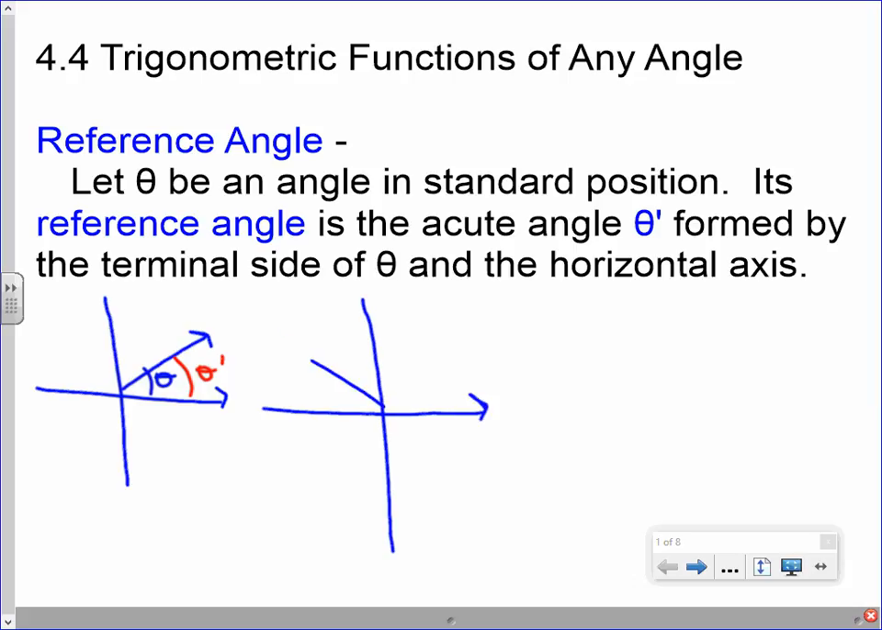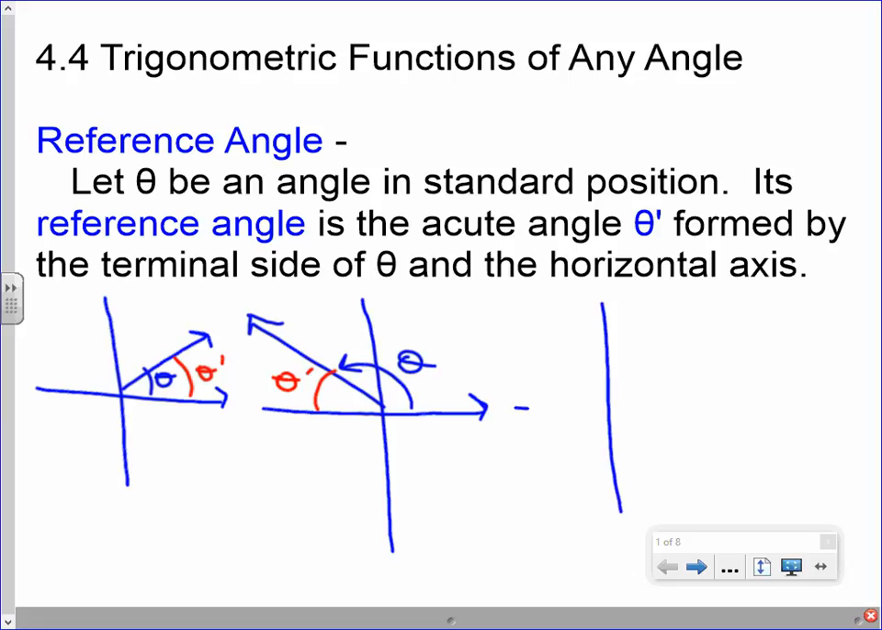If our angle is in the second quadrant, however, by definition, our reference angle goes from terminal side to horizontal axis. This guy would be our reference angle. What's the relationship between theta and the reference angle? Supplementary. Those have to add to 180 degrees or pi radians.